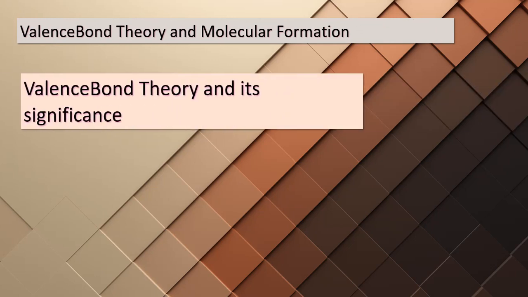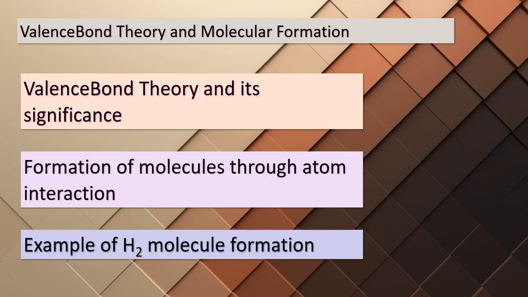Welcome back, dear students. Today, we're delving into the intriguing realm of molecular formation using the valence bond theory. This theory provides us with a deeper understanding of how atoms come together to create molecules. Imagine atoms as puzzle pieces, and molecules as the completed puzzles. Our journey starts with an example of the formation of a hydrogen molecule, H2. In this scenario, each hydrogen atom possesses a single electron housed in a 1s orbital.